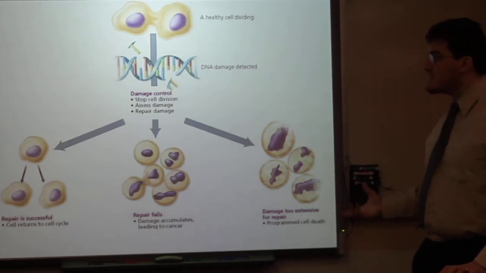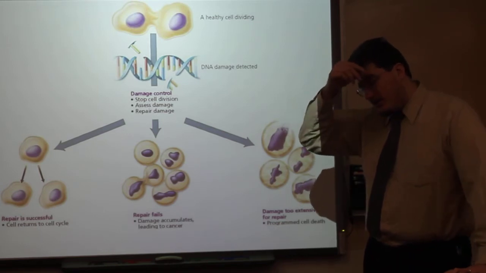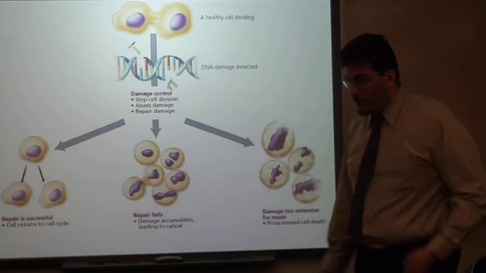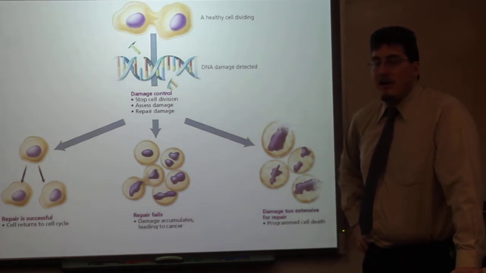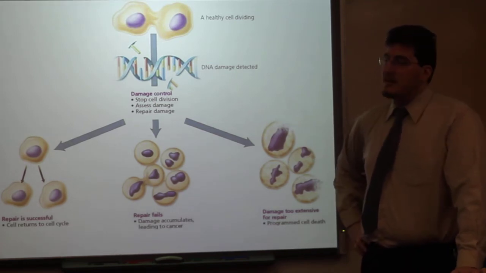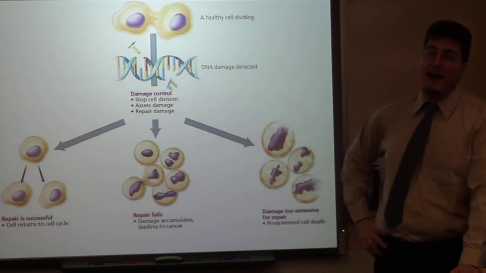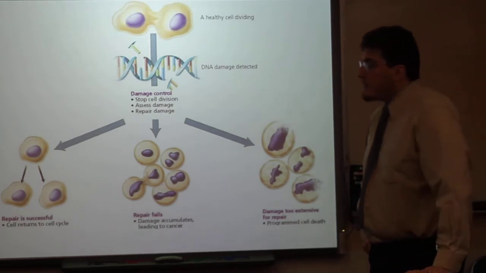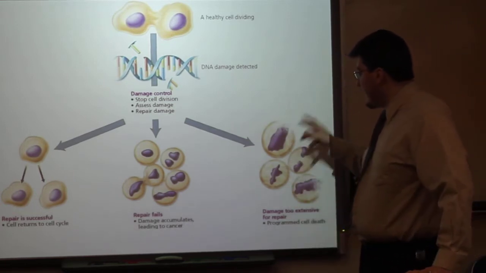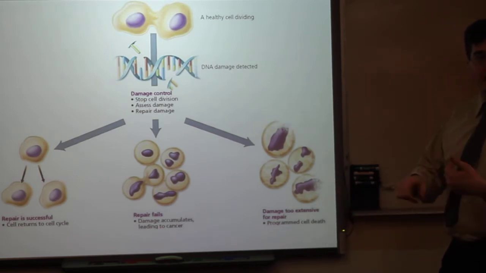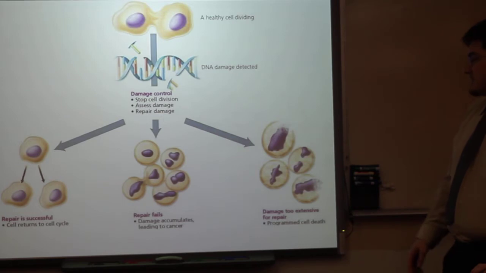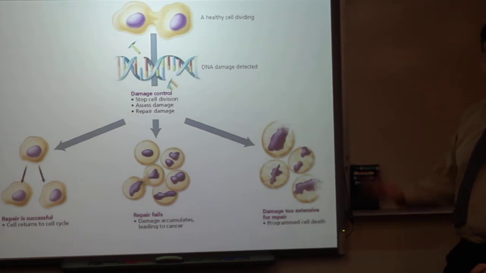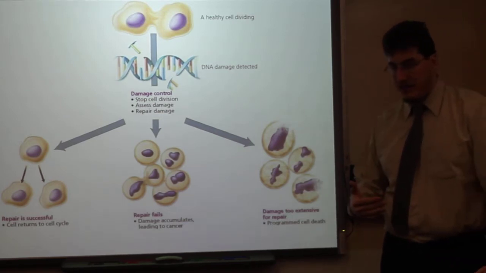If the damage is too extensive to repair, then the cell basically holds up its hands and says, well, we gave it a good run, time to pack up and go, and begins the process of programmed cell death, apoptosis. And through that process, it just degrades all of its internal organelles, separates itself into apoptotic bodies, and is cleaned up by macrophages. So programmed cell death is the result of too much DNA damage to repair.